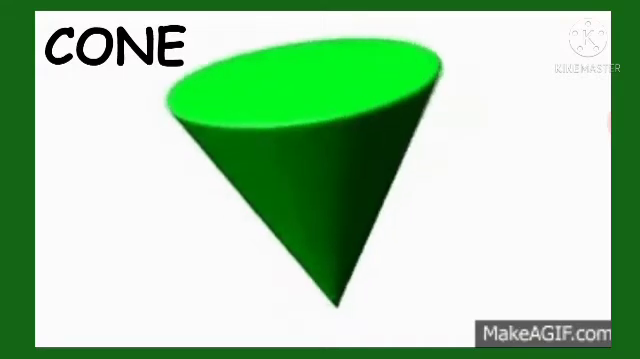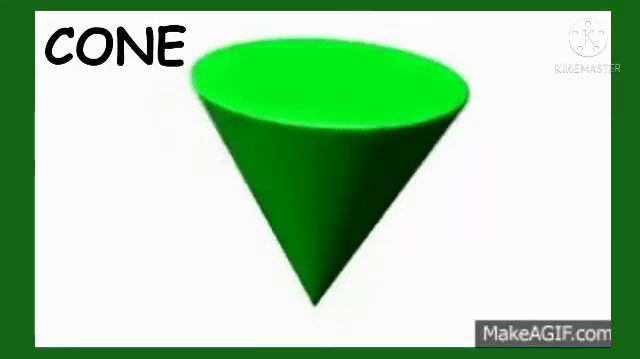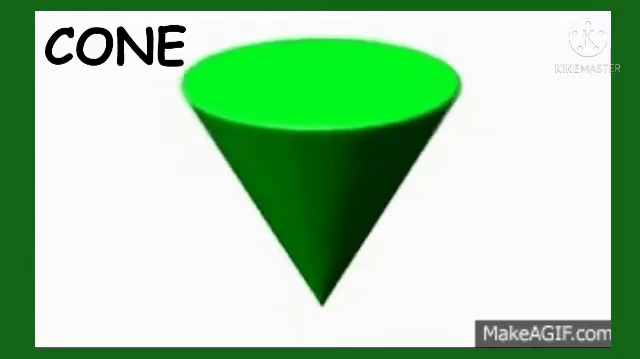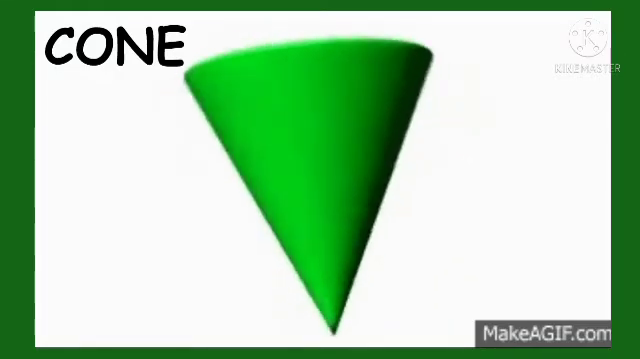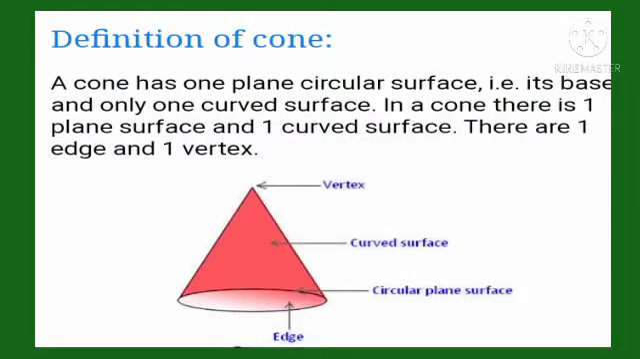Now children, let us see the 3D shape cone. A cone has one plane face and one curved surface. It has one vertex. Definition of cone. A cone has one plane circular surface, that is, its base and only one curved surface. In a cone, there is one plane surface and one curved surface.